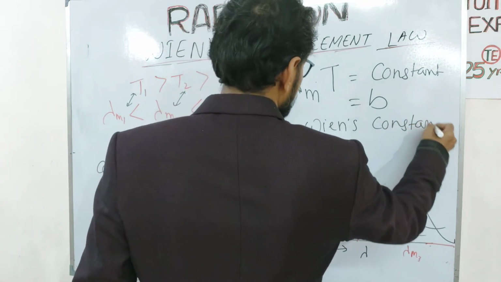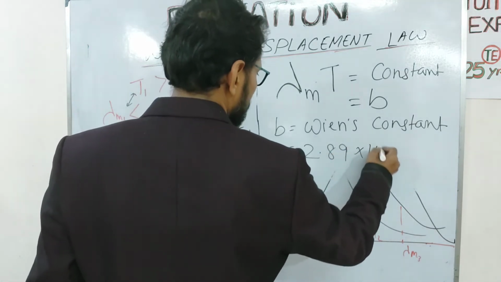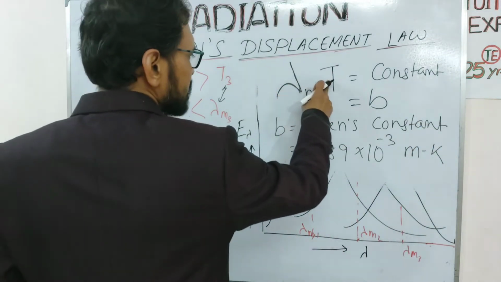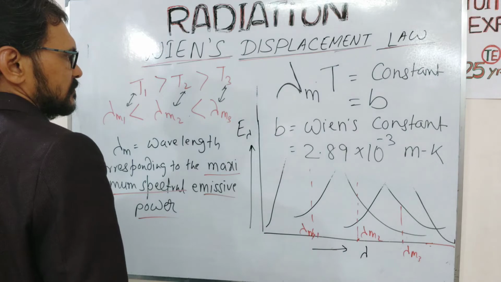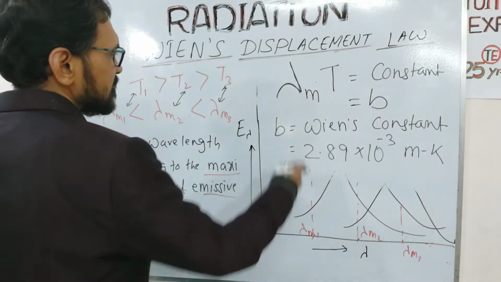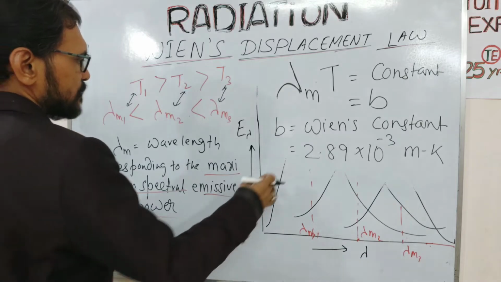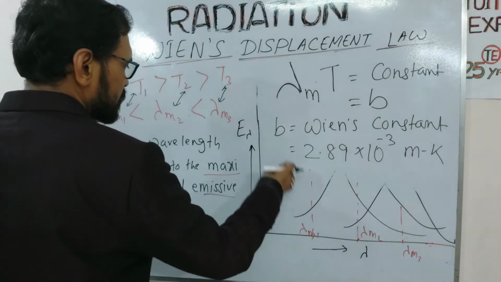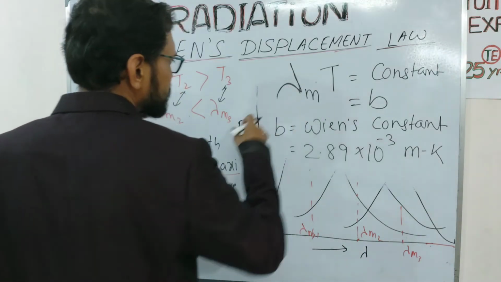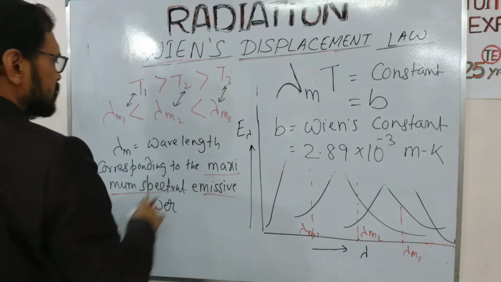Wien's constant has a value of 2.89 into 10 to the power minus 3 meter Kelvin. The unit is meter Kelvin, because this is meter and this is Kelvin. Lambda m into T is constant. So as temperature increases, lambda m becomes shorter. That is, at higher temperature, the wavelength corresponding to the maximum spectral emissive power becomes less. The product is constant, so lambda m1 into T1 equals lambda m2 into T2 equals lambda m3 into T3.